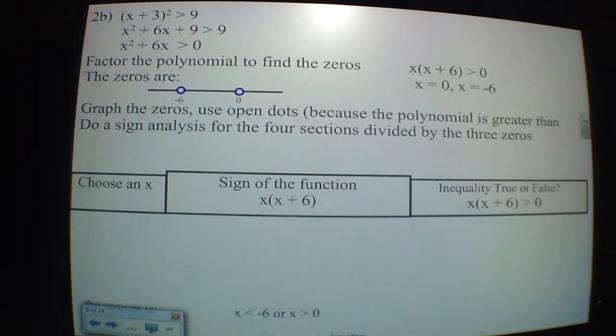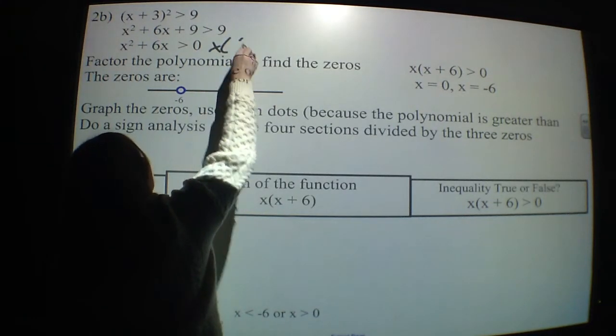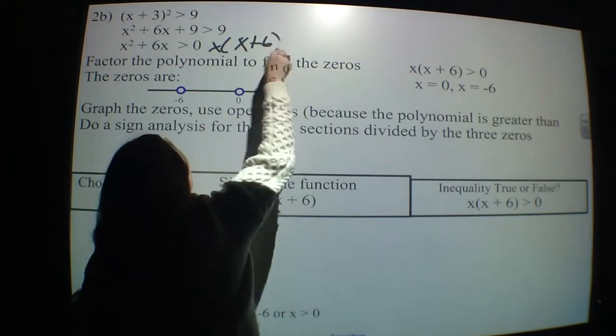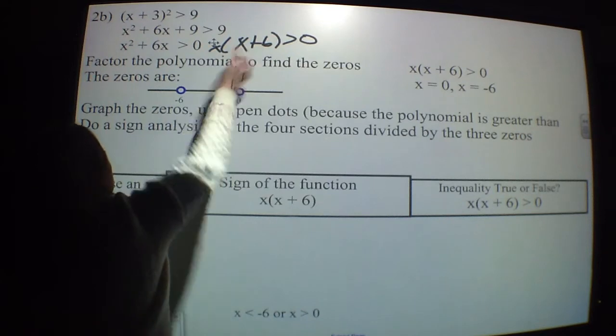Factor the polynomial, find the zeros. So I have x plus 3 quantity squared is greater than 9. FOIL. So I have x squared plus 6x plus 9 is greater than 9. Subtract 9 from each side. So I have x squared plus 6x is greater than 0. And then factor out an x. Oops, x plus 6. Okay? So x is 0, x is negative 6.